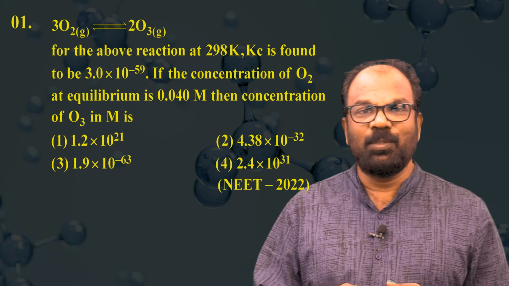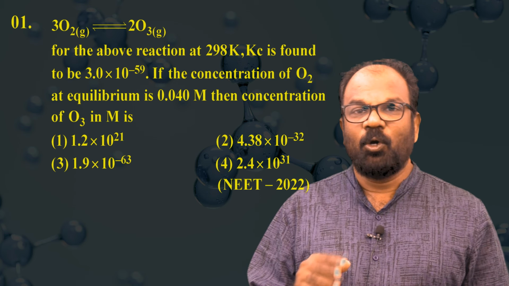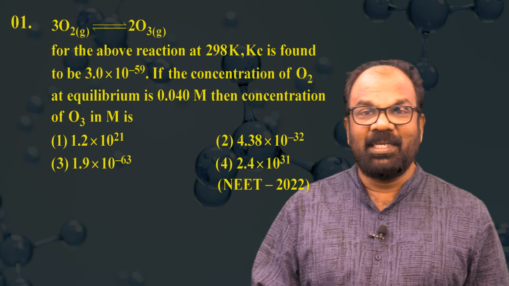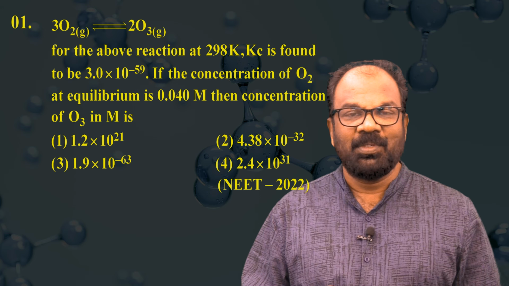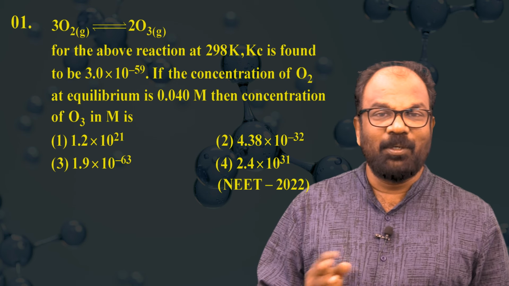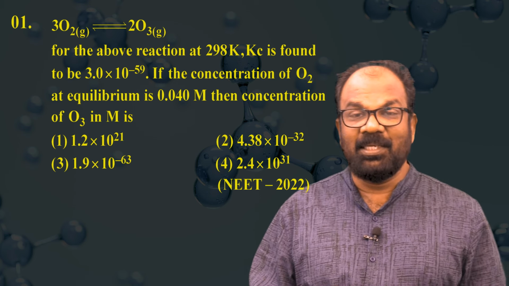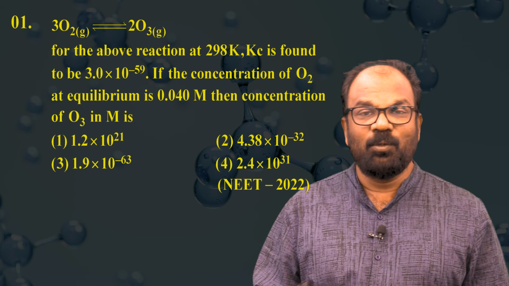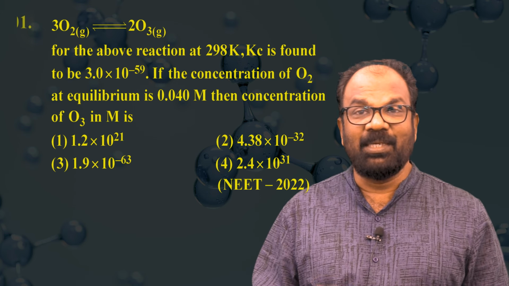Option number 1, 1.2 into 10 raised to 21. Option number 2, 4.38 into 10 raised to minus 32. Option number 3, 1.9 into 10 raised to minus 63. And option number 4, 2.4 into 10 raised to 31.